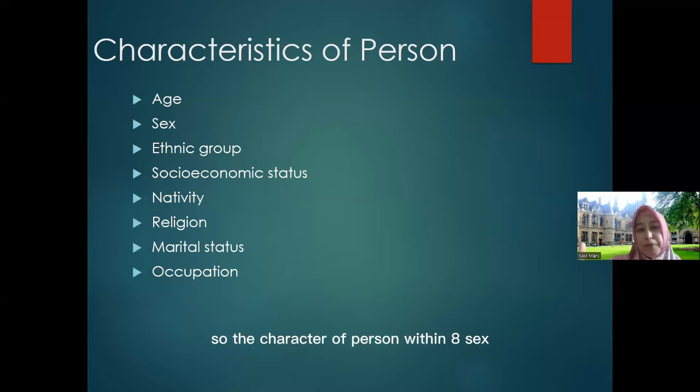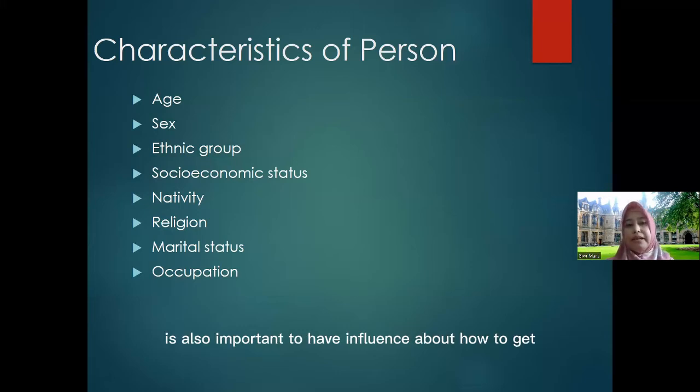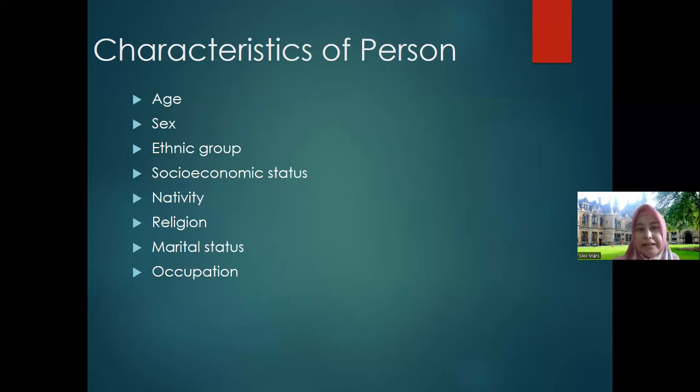So the characteristics of persons, such as age, sex, ethnic groups, socioeconomic status, nativity, religions, marital status, and occupations, are also important. They influence how persons get the disease.